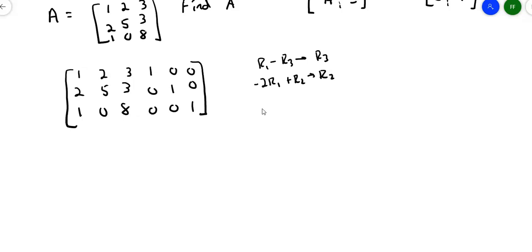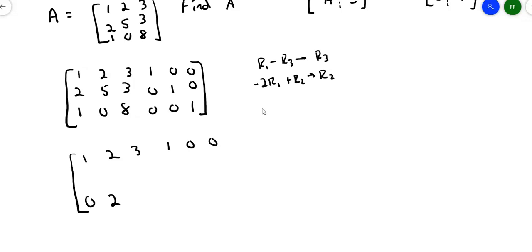Good. So what's my first set of numbers? The first row remains the same, right? Nobody's talking about changing that first row yet. 1, 2, 3, 1, 0, 0. If I do row 1 minus row 3, 1 minus 1 is 0. 2 minus 0 is 2.